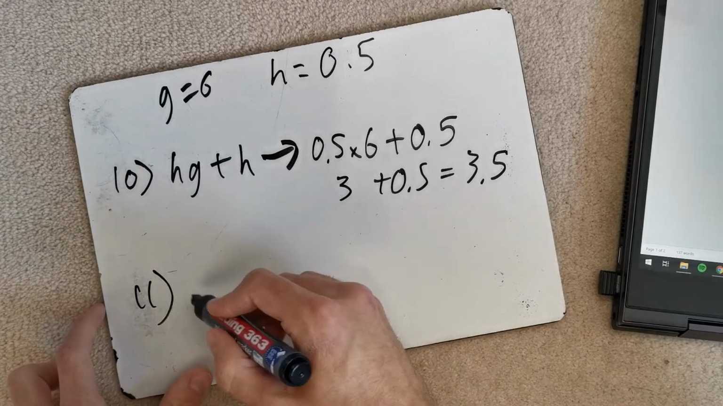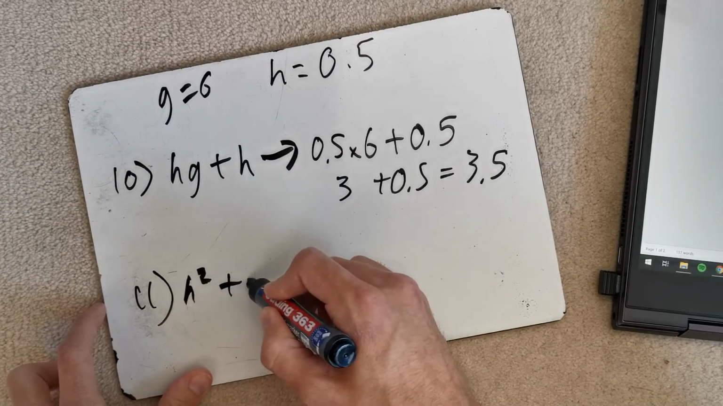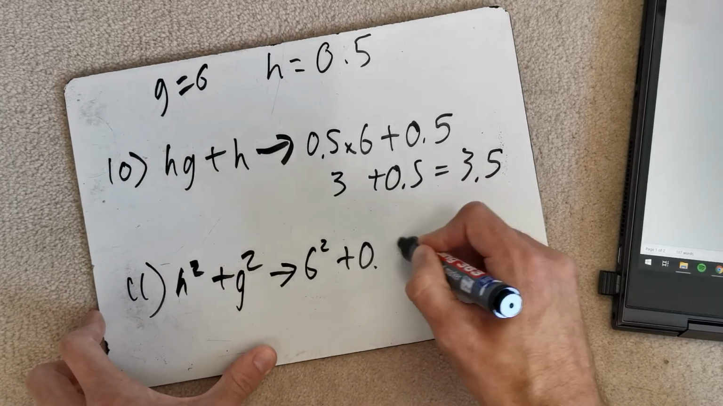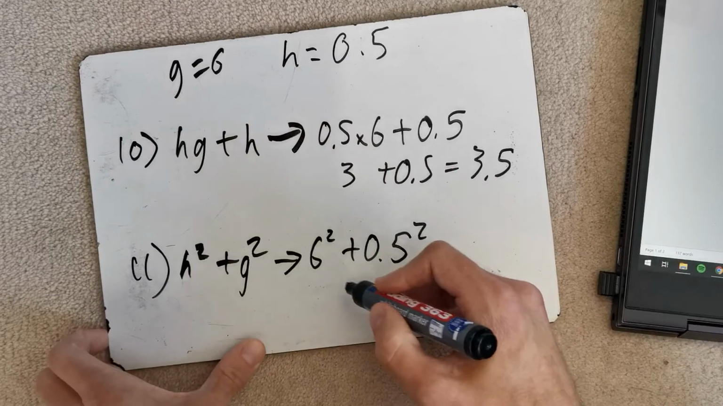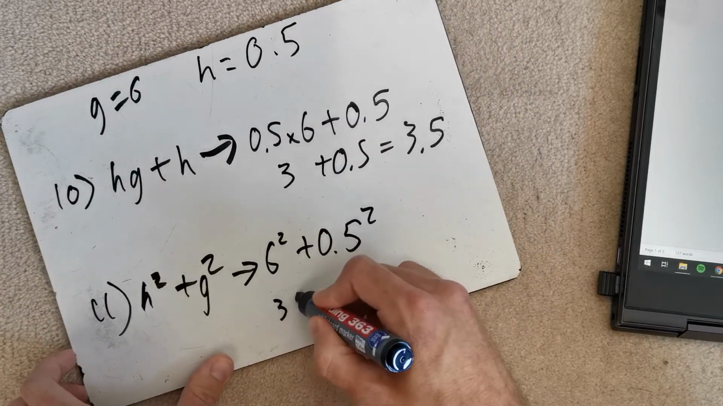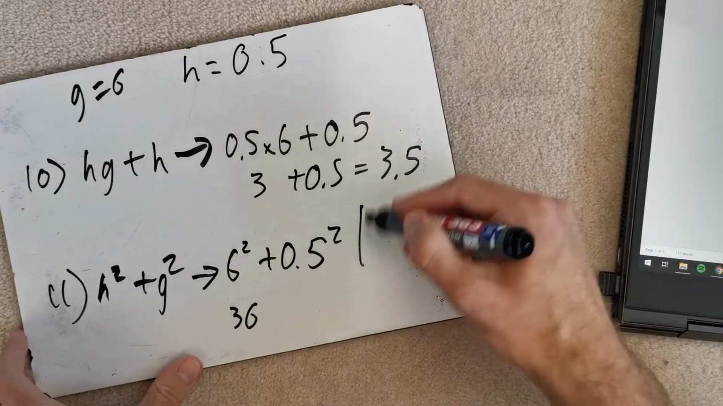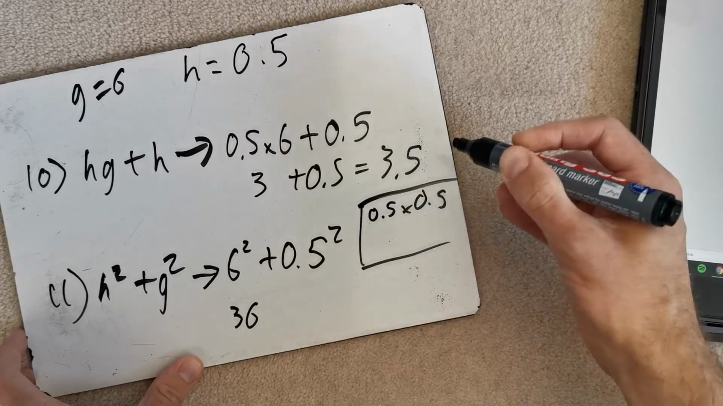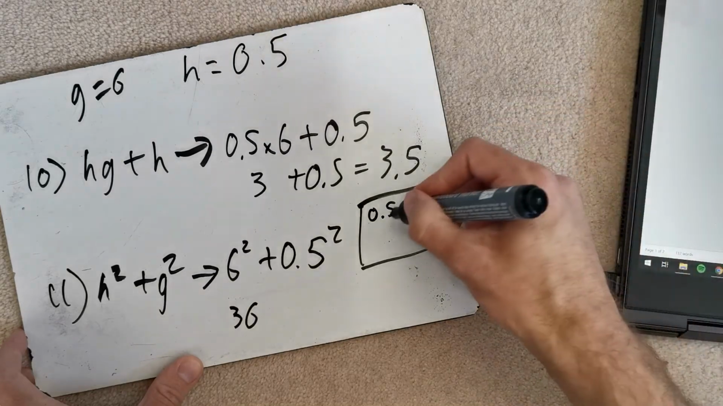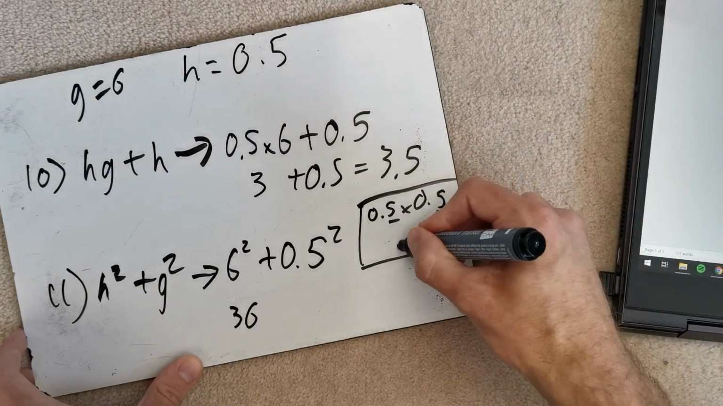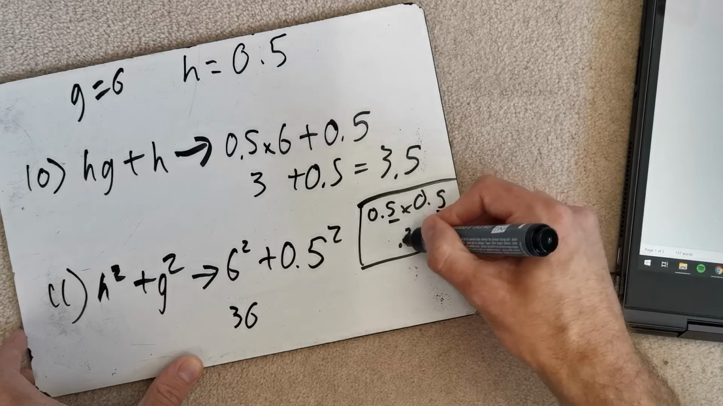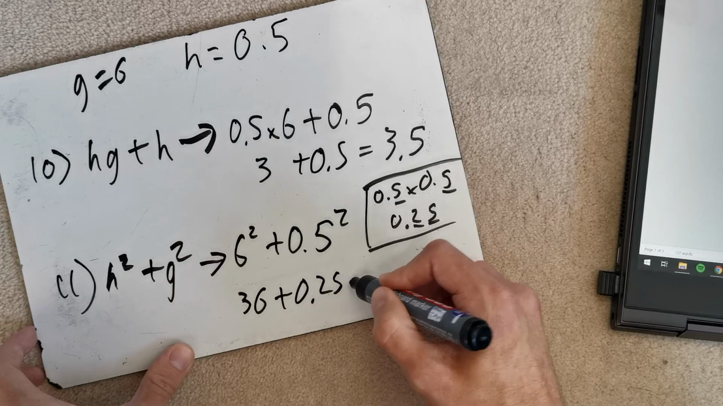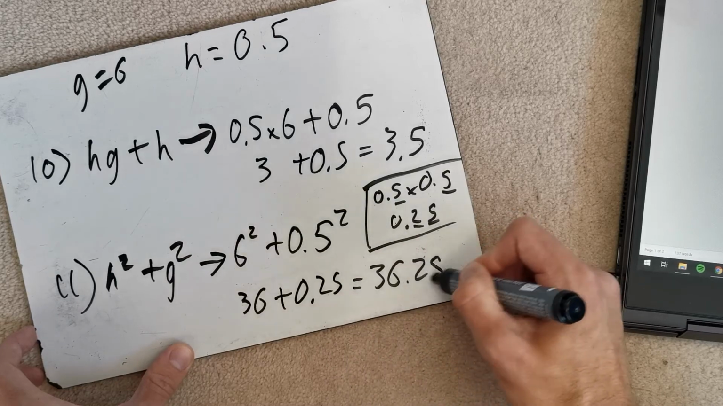For question 11, work out H squared plus G squared. This is going to be 6 squared plus 0.5 squared. So 6 squared is nice and easy. That's just going to be 36, of course. Now 0.5 squared, I'm just going to do a little box here. So 0.5 times 0.5. 5 times 5 is of course 25. There's 2 decimal places here, so there's going to be 2 decimal places in the answer. So it's going to be 0.25. So 36 plus 0.25 is 36.25.